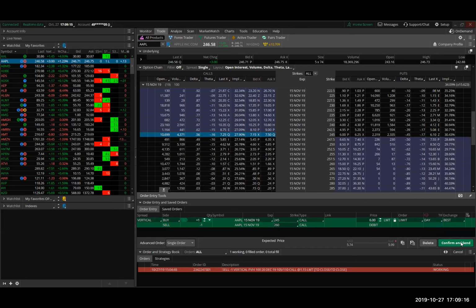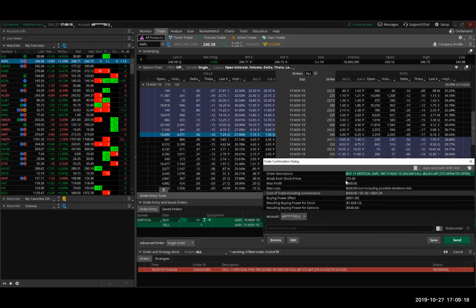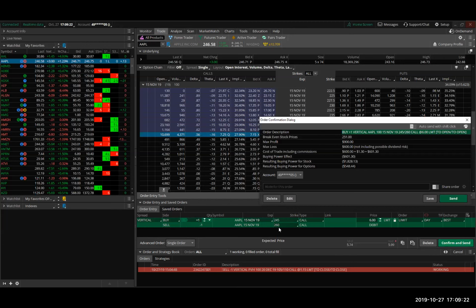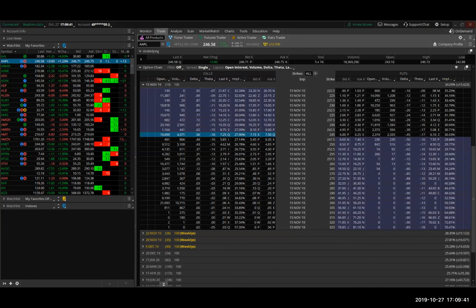So when I go to confirm and send, this tells me right here my maximum profit. Remember, this is a $15 wide spread now. So for $6, I can make 150% on my money. I could pay $600 and have a profit of $900 at expiration, okay? But I'm risking more than I would if I had a $5 spread. Make sense?